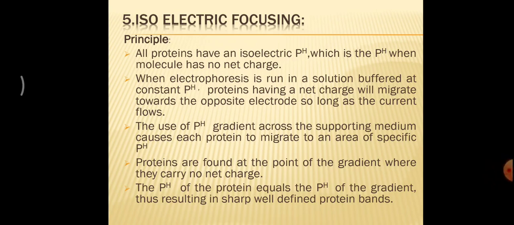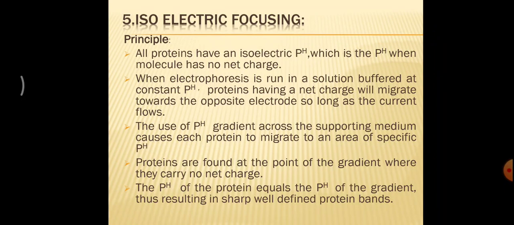The principle behind this is, as we know, all the proteins have an isoelectric pH. Isoelectric pH is nothing but the pH at which the molecule has net zero charge. So it will have both positive and negative charges on it. As a result, the net charge will be zero on the molecule. That status is called the isoelectric molecule, and the pH at which it exists is called the isoelectric pH.